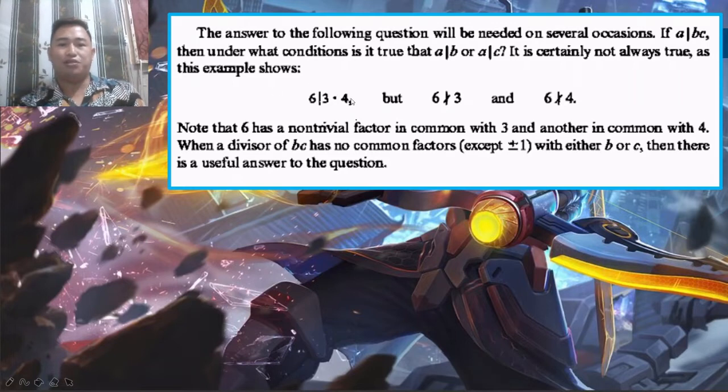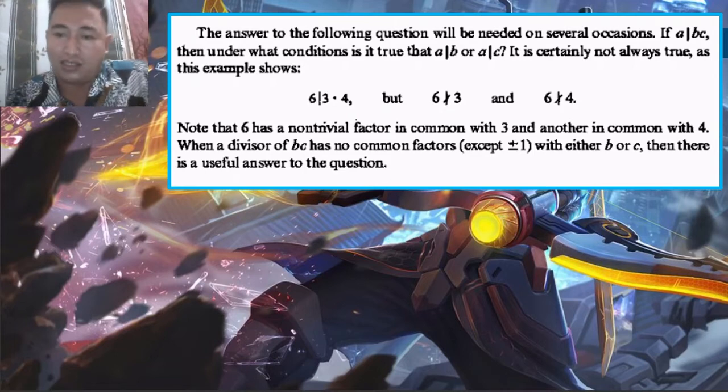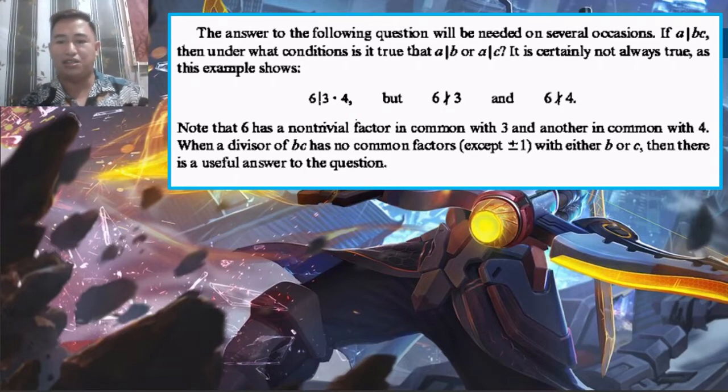Okay, as this example shows, so 3 class mo divide siya sa 3 times 4 or 12, tama? But, dili man si 6 mo divide kang 3, dili pa siya mo divide kang 4. Okay, munang ginaingon class nga, unsa pa kahilaing mga conditions nga mo divide siya. Either nilang duha. So note that 6 is a non-trivial factor in common with 3. Okay, explanation lang muna siya class dira. Okay na siya.